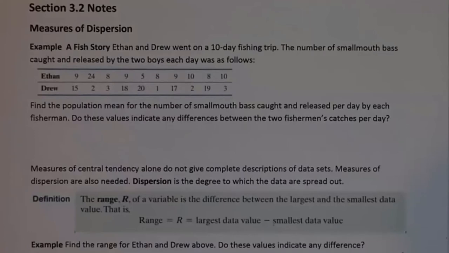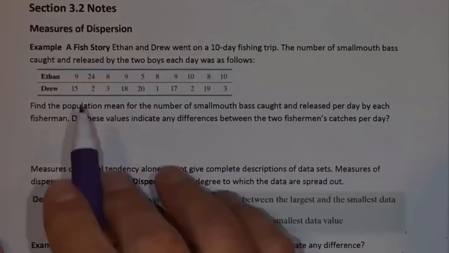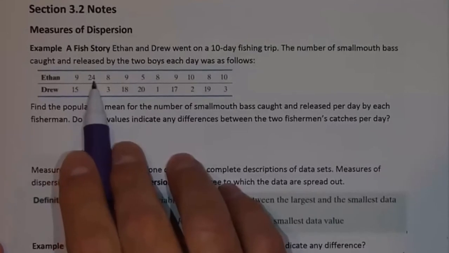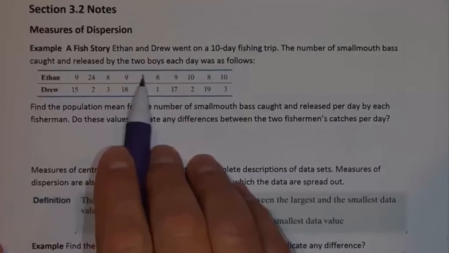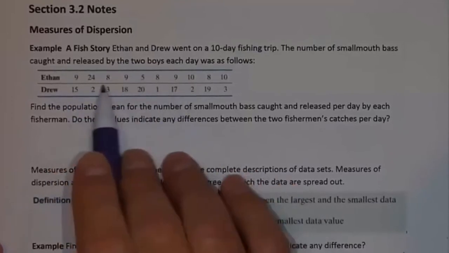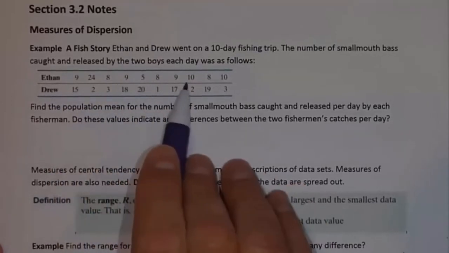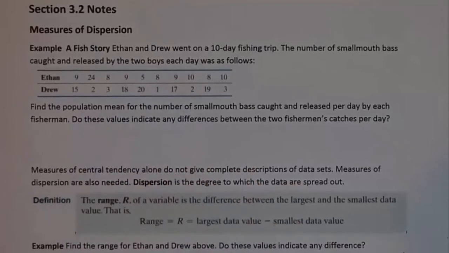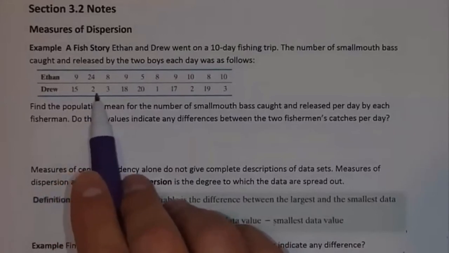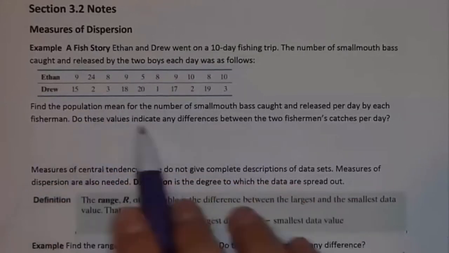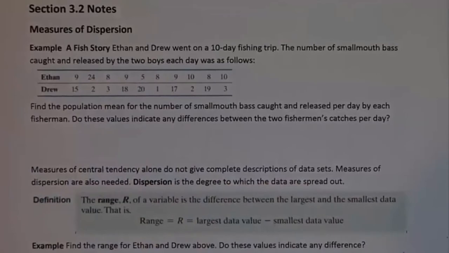Ethan? Ethan's usually in the 8, 9, 10 fish range. Now, there was one time that he had a really good day and caught 24. There was one time when he didn't catch as many as normal, just 5, so he had a worse day there. But usually he's in the 8, 9, 10 range. Drew, on the other hand, is kind of a hit and miss fisherman, right? He either has a really good day, 15 fish, or a bad day, 2 fish. And so that's Drew. So definitely, I think we could say Ethan's the more consistent fisherman. Whether he's better or not, I think is debatable.